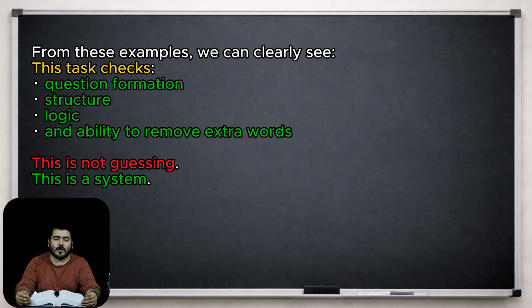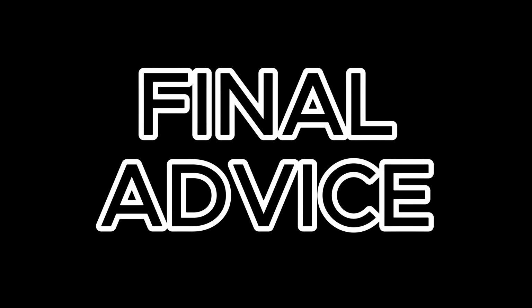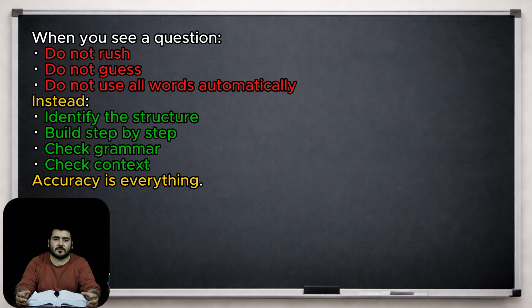From these examples, we can clearly see this task checks question formation, structure, logic, and the ability to remove extra words. This is not guessing, this is a system. When you see a question, do not rush, do not guess, do not use all words automatically. Instead, identify the structure, build step by step, check grammar, check context. Accuracy is everything.